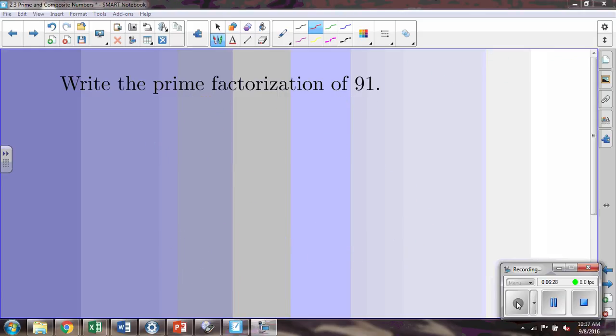Now let's get this one, the prime factorization of 91. Okay, so what are some numbers that will multiply to 91?